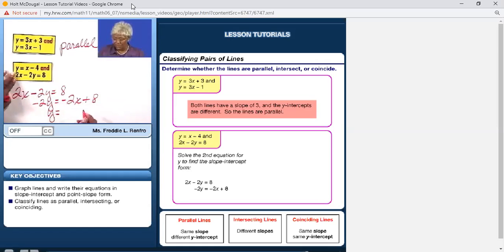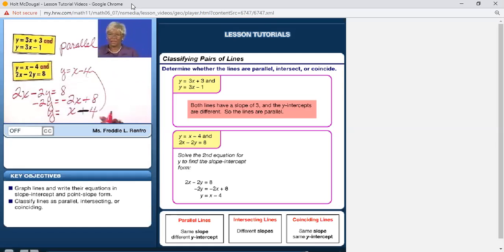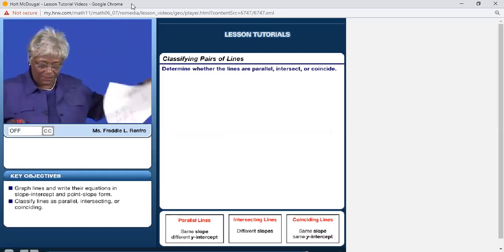We get y equals x. Sorry about that. Need to have a negative sign. We get x minus 4. Well, look at this. Our equation above also is y equals x minus 4. Same slope, same y-intercept. These 2 lines coincide. Let's look at another pair of equations.